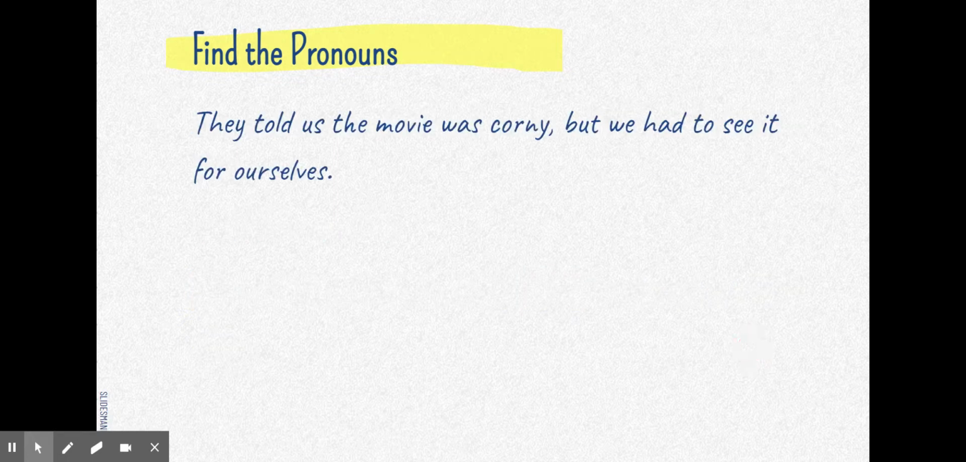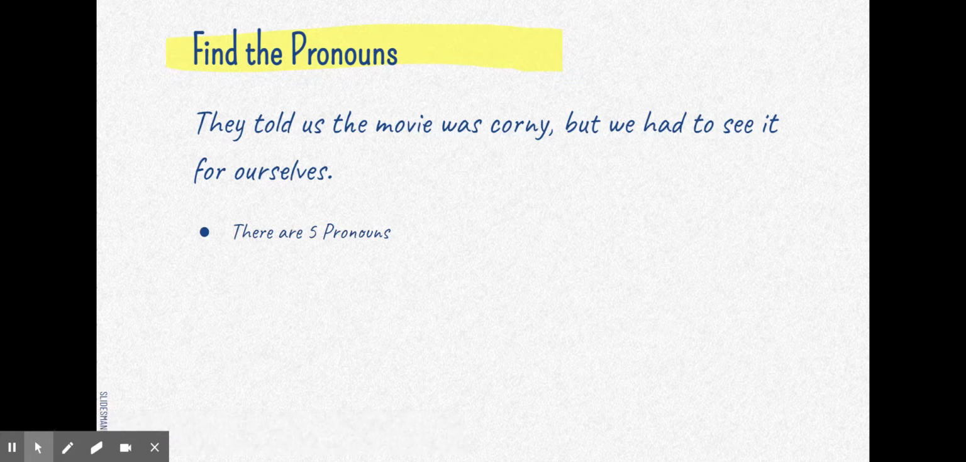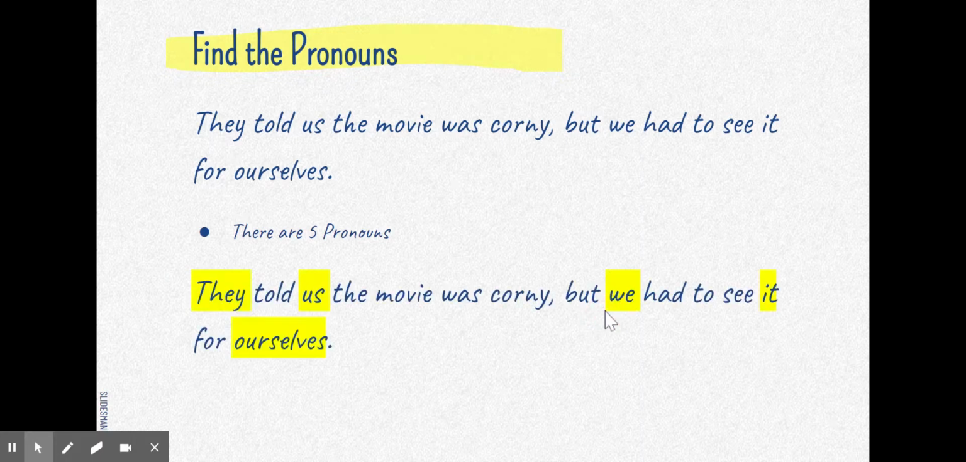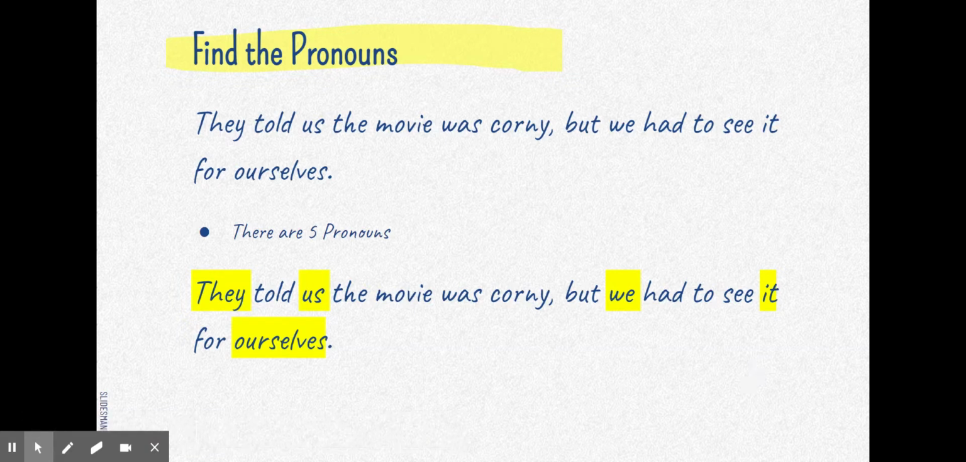Next sentence. They told us the movie was corny, but we had to see it for ourselves. Got lots of pronouns here. We've got 5 pronouns in this sentence. Take a moment and highlight the 5 pronouns in your notes. And here's the answer. They, us, we, it, and ourselves. 5 pronouns, all standing in for the names of people who are involved in the situation.